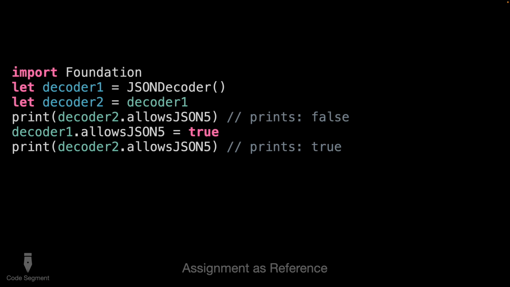So if we print decoder2.allowsJSON5, which is a stored property on JSONDecoder that defaults to the value of false, which is why we don't have to pass it in to the initializer, then it will show false, right? But then if we change it to true using the decoder1 constant, because we're changing the same underlying data in memory, when we call the exact same line of code later, it prints true. And that's because the data has changed. The underlying data has changed, even though we're using different variables and constants to access it, okay?